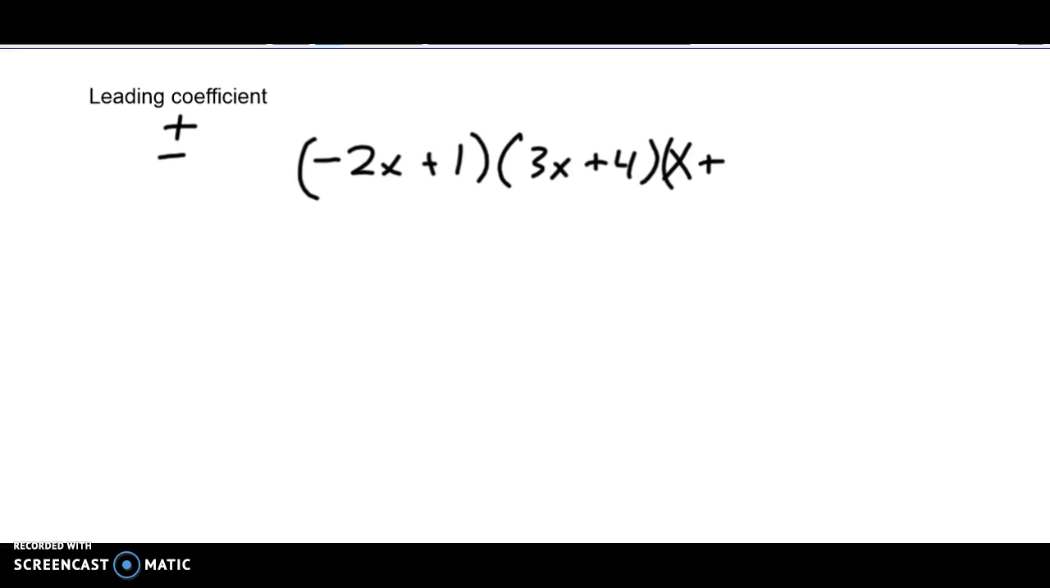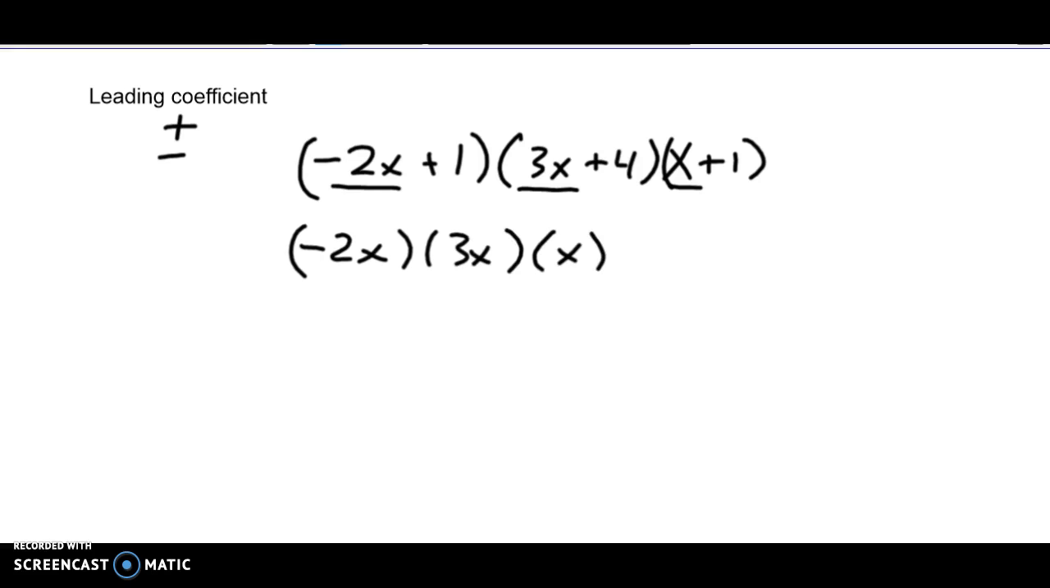Not much more I've got to say about that. The leading coefficient means, if there were hypothetically numbers in front, we're trying to see if it's positive or negative. So if it was negative 2x plus 1 times 3x plus 4, x plus 1, a different example, but we'll come back to that. We would multiply the first terms together again and get negative 2x times 3x times x, and you end up with negative 6x cubed. So I know it's degree 3. I know my leading coefficient is negative, and that's going to lead into telling me about the end behavior.